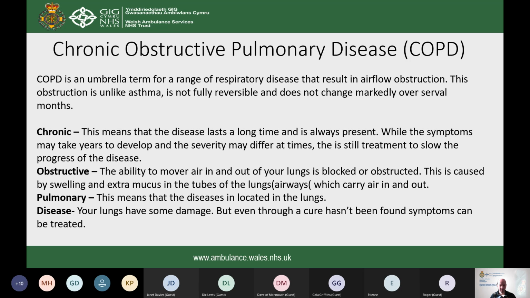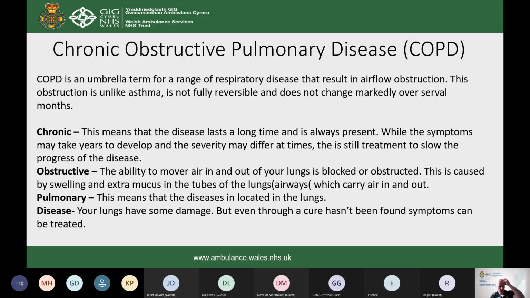COPD, like asthma, is an umbrella term that covers a range of respiratory diseases that affect airflow obstruction. So unlike asthma, COPD is not fully reversible and doesn't change remarkably over several months. So asthma is reversible, but COPD isn't.